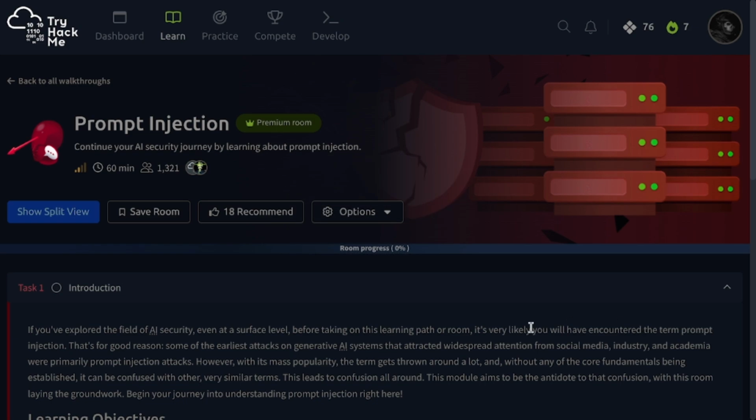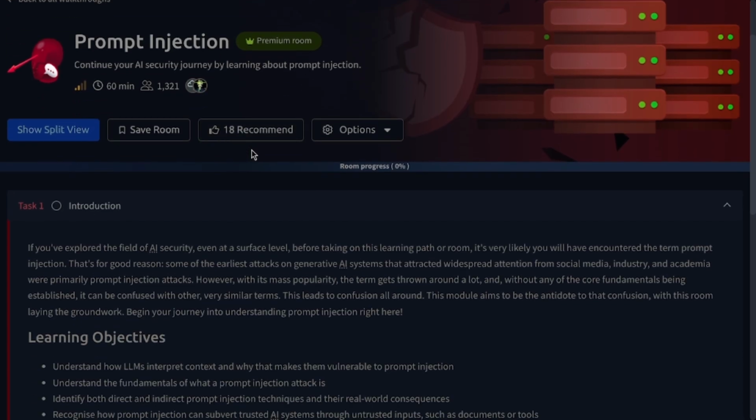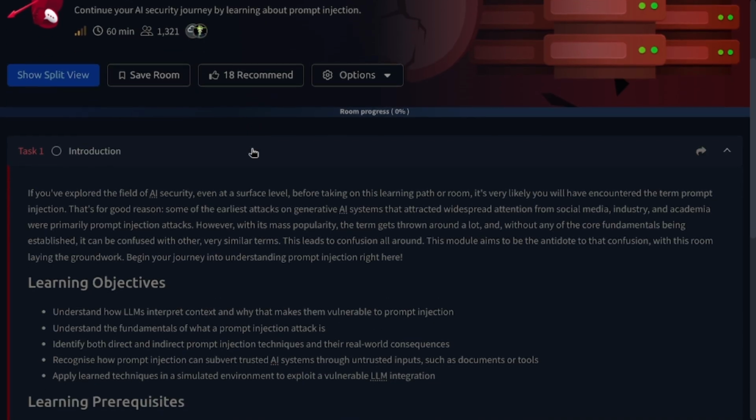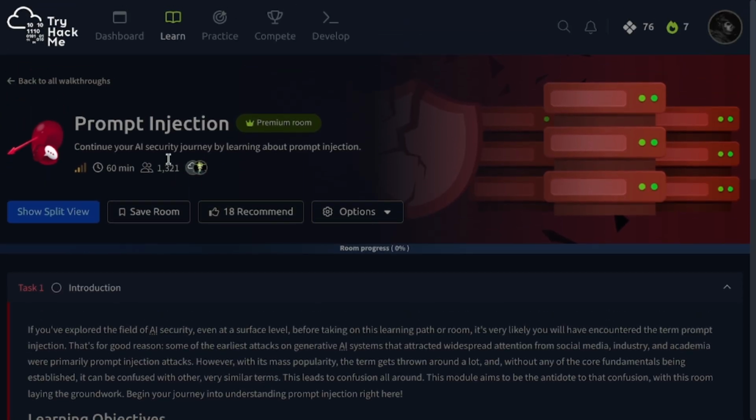Hello everyone, welcome back. Today we are going to discuss another room on TryHackMe, prompt injection, another room on the AI security pathway. Today we are going to continue our AI security journey by learning prompt injection. What is prompt injection? How do we exploit an LLM using prompt injection?